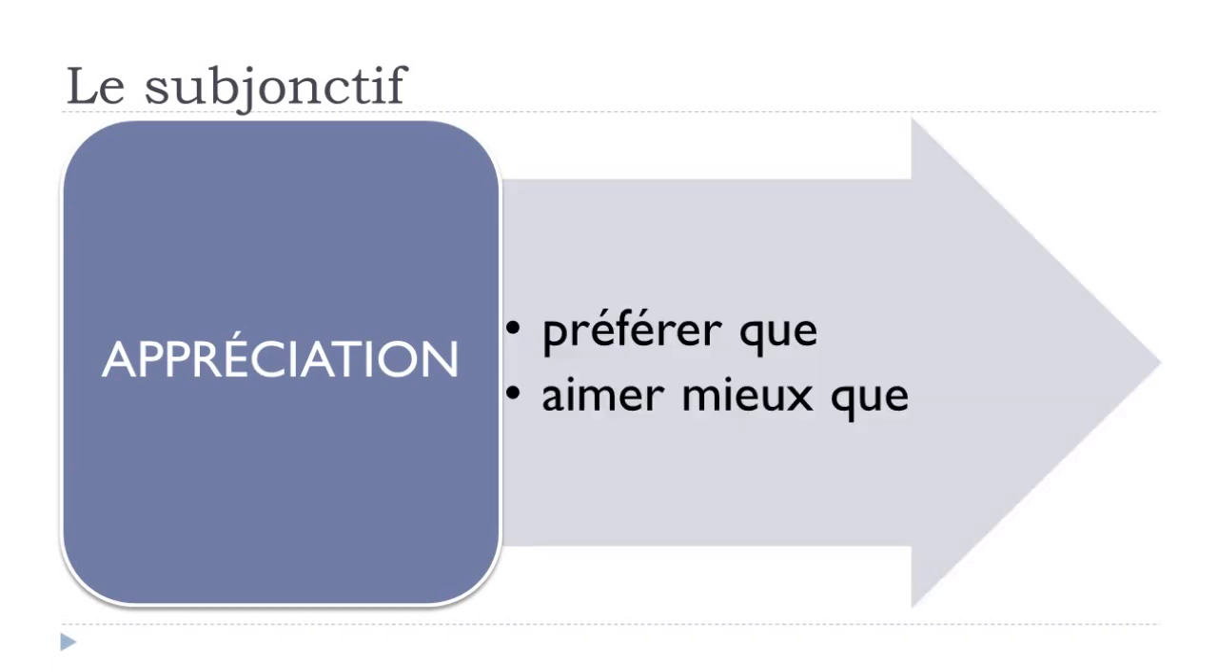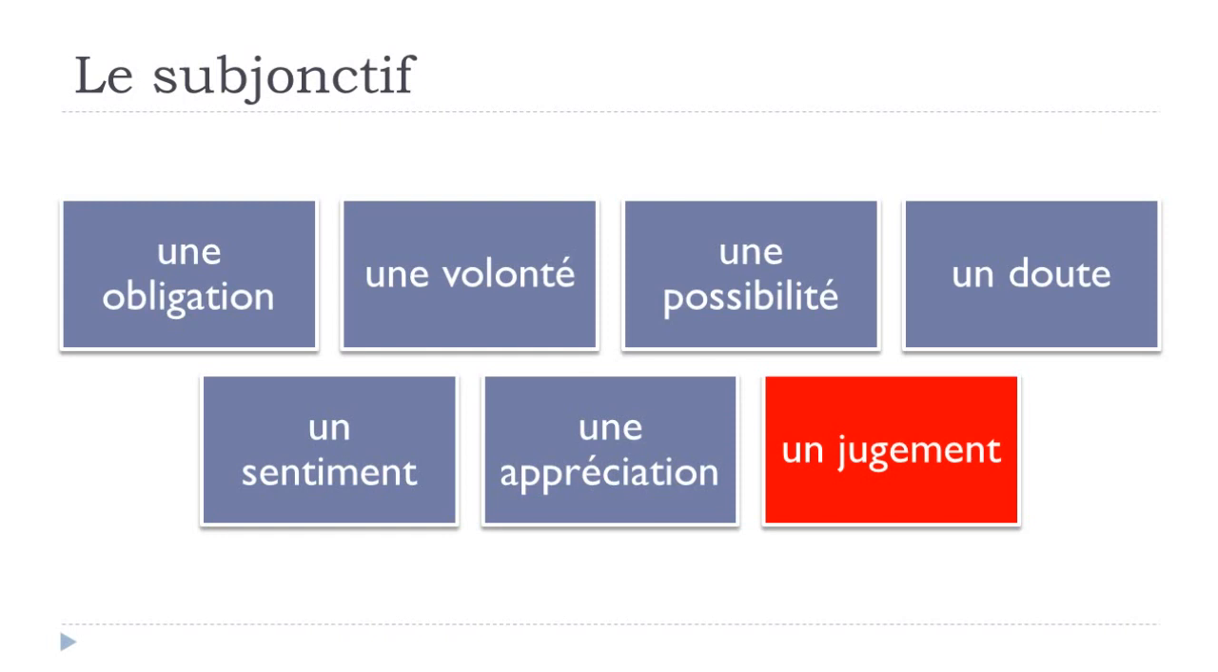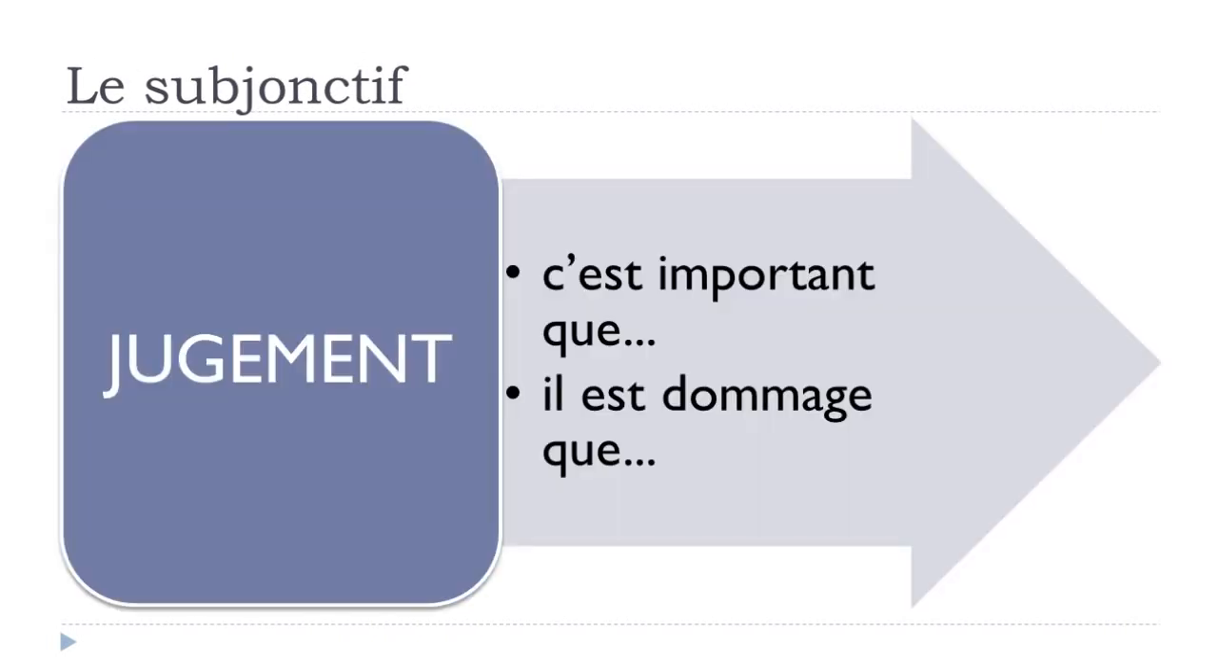Okay, and then let's see une appréciation. Une appréciation, for instance, we could have préférer, to prefer, préférer que, okay, aimer mieux, mieux is better, aimer, to like or to love, better that, okay, aimer mieux que, and then these structures should be followed by une forme subjonctive. Okay, and then un jugement, judgment, so it could be c'est important que, it's important that, il est dommage que, il est regrettable que, and they should be followed by a subjunctive form.